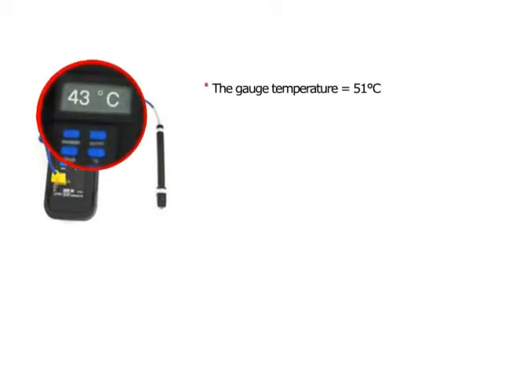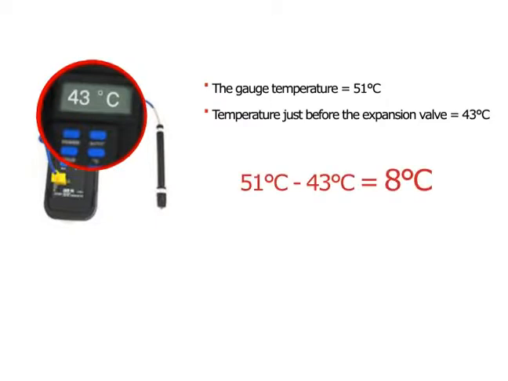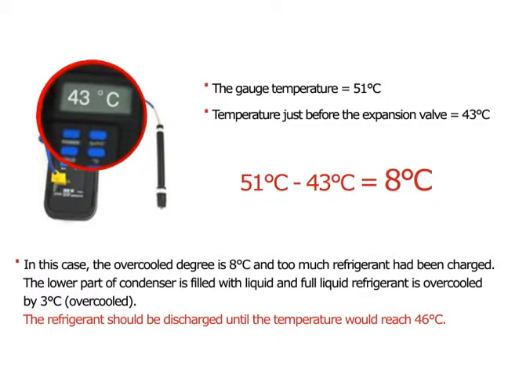This is the case when too much refrigerant has been charged. The gauge temperature equals 51 degrees Celsius. The temperature just before the expansion valve equals 43 degrees Celsius. In other words, 51 minus 43 equals 8 degrees Celsius. In this case, the overcooled degree is 8 degrees Celsius and too much refrigerant has been charged. The lower part of the condenser is filled with liquid, and the full liquid refrigerant is overcooled by 3 degrees. The refrigerant should be discharged until the temperature reaches 46 degrees Celsius.